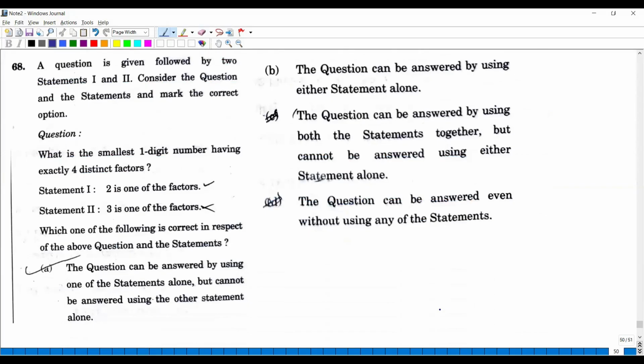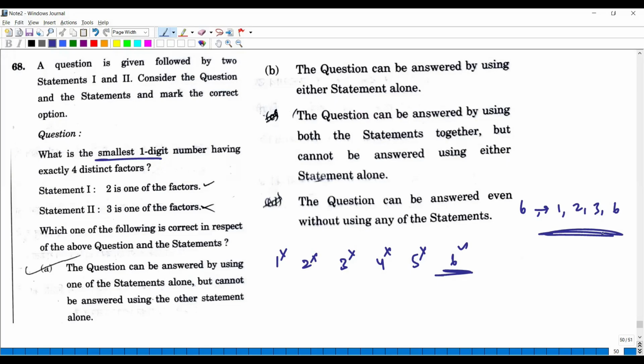What is the one-digit number having exactly 4 distinct factors? What is the smallest one-digit number with 4 factors? Not 1. 2 has only 2 factors, 3 has 2 factors, 4 has 3 factors, 5 has 2 factors, 6 has 4 factors: 1, 2, 3, 6. Therefore, you don't need statement 1 and statement 2. The smallest one-digit number having 4 factors is 6 without using any of the statements. So the question can be answered even without using any of the statements.